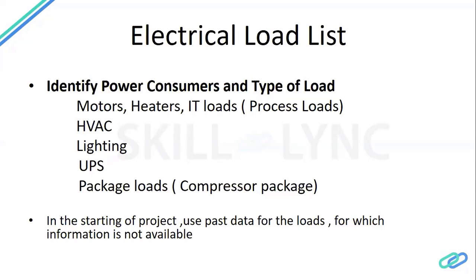In the starting of the project, use past data for the loads for which information is not available. If you know this equipment is going to come in your project, but you don't have data, you can refer to a past project or talk to the manufacturer to get some data. You can consider that in your load list, because at this stage your effort should be on getting as much data as possible so that you can size the transformer properly.